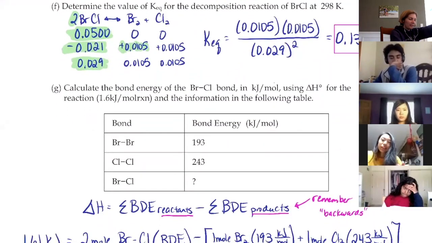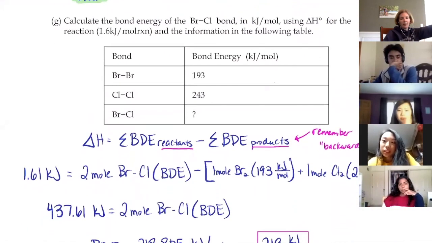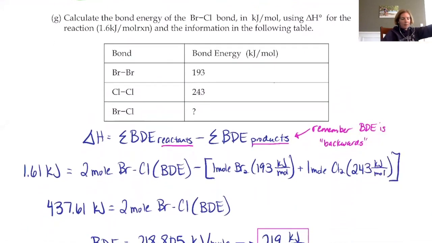For that bond dissociation equation, just a little reminder, the bond dissociation energy equation is backwards from what we usually do. Don't we almost always do products minus reactants, final minus initial, right? The bond dissociation energy equation is backwards from what you're used to because you're going to take the energy of the reactants minus the products. It's a little strange in that way. So you do the sum of the bond dissociation energy of the reactants minus the sum of the products.